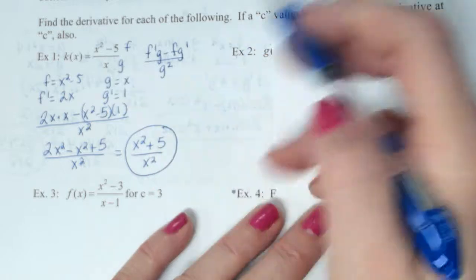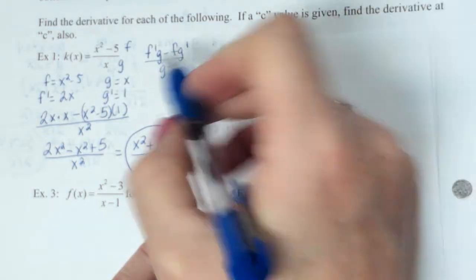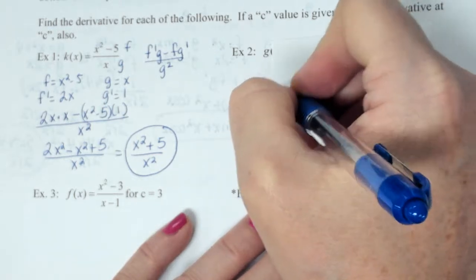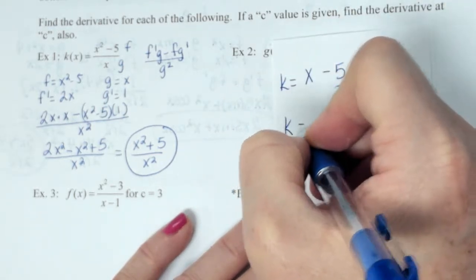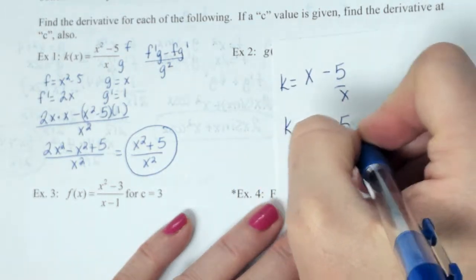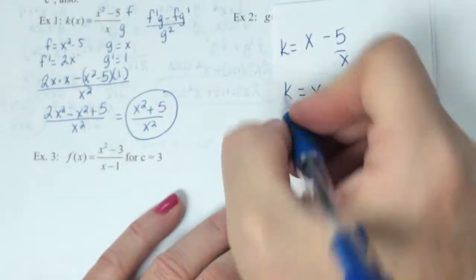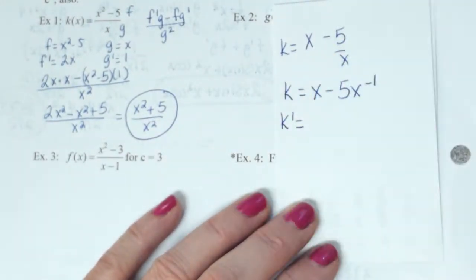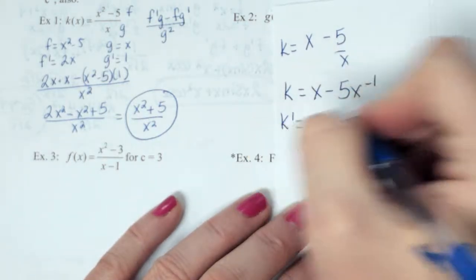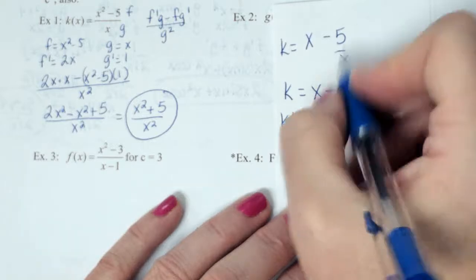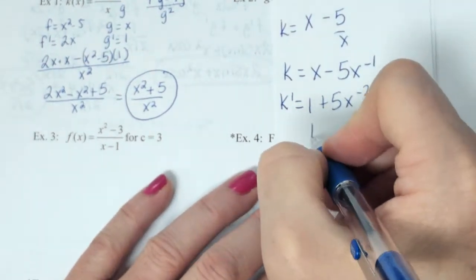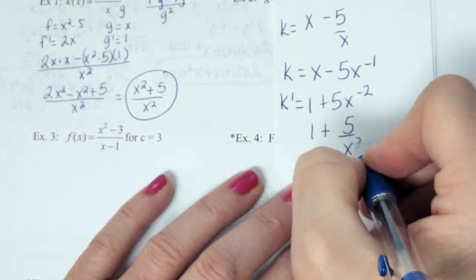If I do x squared divided by x, that's going to just give me x. 5 divided by x gives me 5 over x. So this is my original problem, another name for the original problem, writing it in a different way. Now I'm going to take the derivative, not with the quotient rule anymore, because now I don't have a quotient. So the derivative of x is 1. The derivative here, negative 5 times negative 1, is positive 5x to the negative 2. That's 1 plus 5 over x squared.